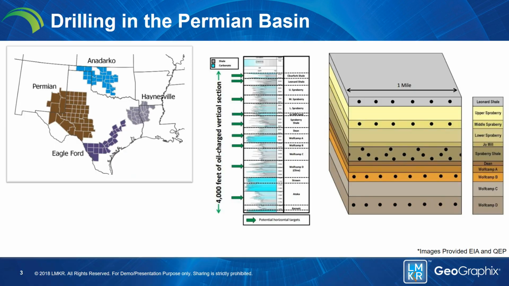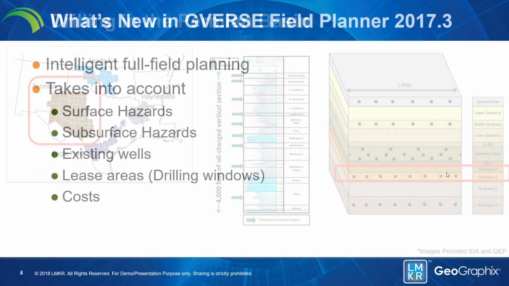Today we're going to be drilling in the Permian Basin. This is a very hot zone west of Texas. It's been hot for a couple of years here. And specifically, we are going to drill in the upper Wolfcamp regions, as shown over here.